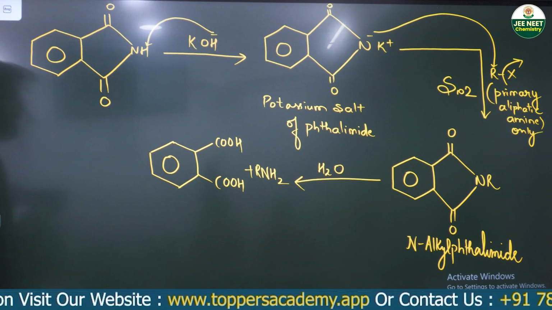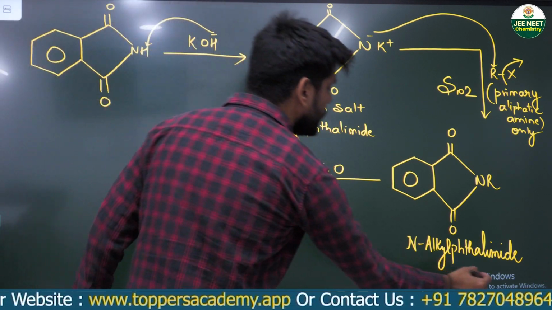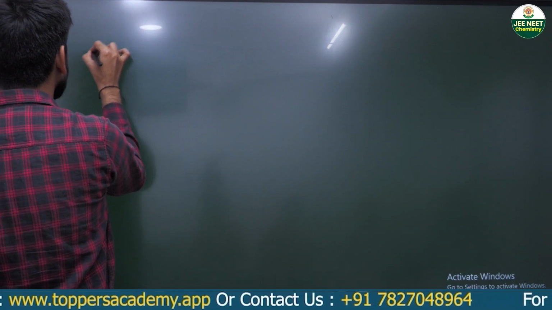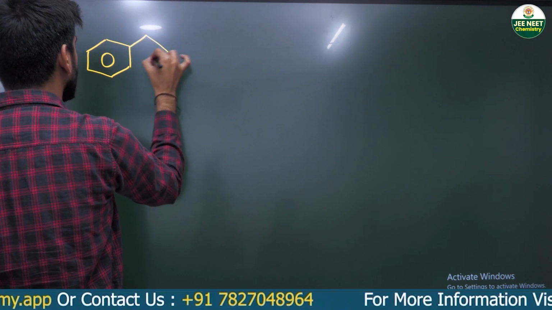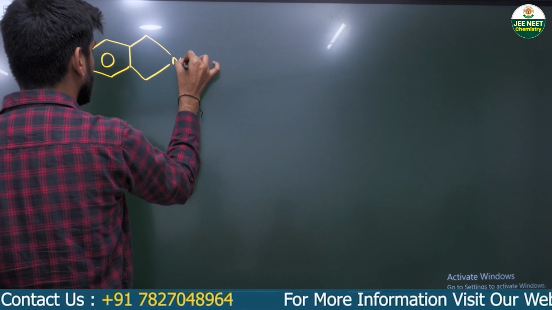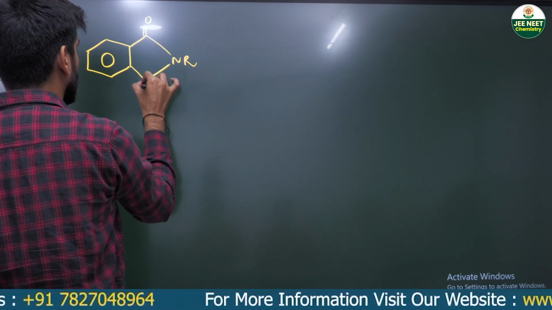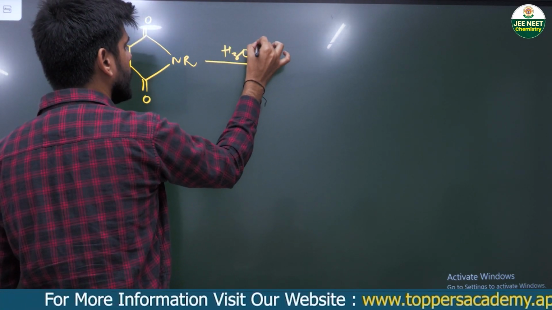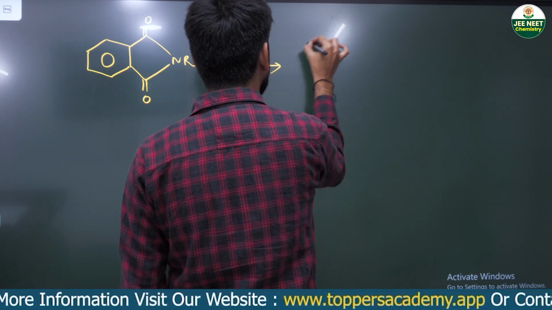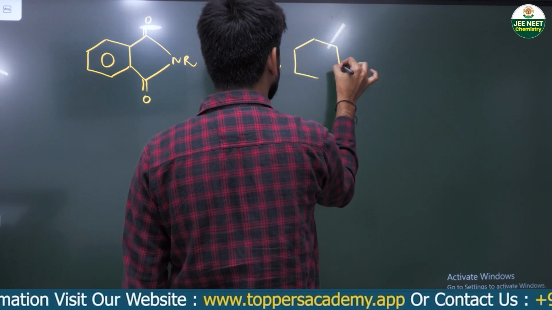Now basically what happens, look here. Actually we can show it like this. Although that is also correct, we can show it like this. Let's suppose I perform the acidic hydrolysis, then what I have is phthalic acid.